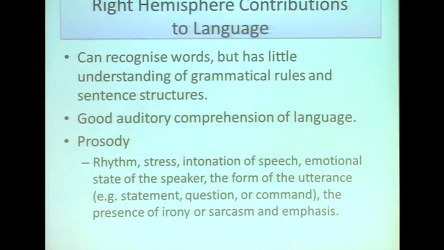And interestingly, and I don't know why this is, and Kolb and Whishaw don't explain why either, perhaps more research needs to be done into it, but the right hemisphere has good auditory comprehension of language.